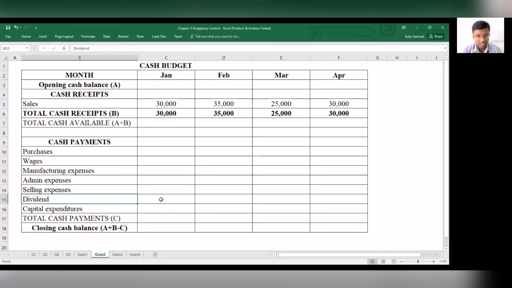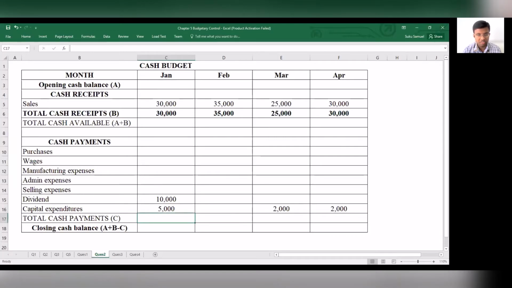We know that there is a dividend of 10,000 which has to be paid in the month of January. Next, we have the capital expenditures. We have to pay 5,000 in January. Along with this, in the month of March, we have to pay 2,000. April also we have to pay 2,000.